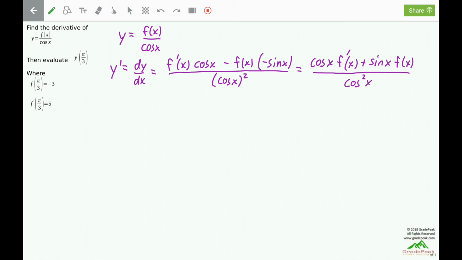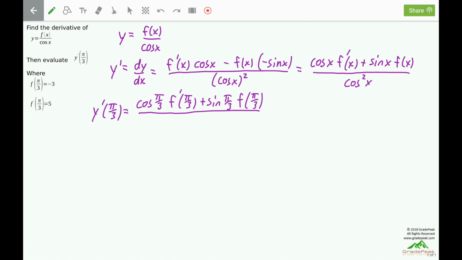So y prime of pi over 3 equals: let's plug pi over 3 in for each of the x's. Cosine of pi over 3, f prime of pi over 3, plus sine of pi over 3, and f of pi over 3, all over cos squared of pi over 3, which means to take the cosine of pi over 3 first, and then square the result after. Now the cosine of pi over 3 is 1/2.